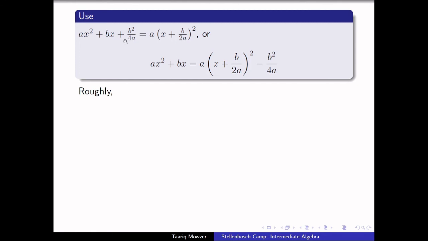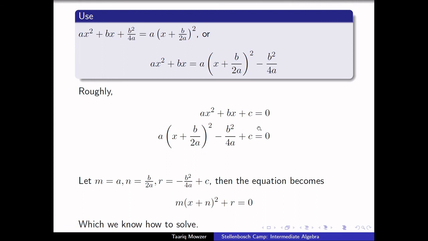Once you have this, you can take this to the other side to get this formula, which you're going to use: ax squared plus bx equals a times x plus b over 2a squared minus b squared over 4a. Okay, so then what do we do? Well, roughly, we have the equation, and we're going to use the substitution to get a times x plus b over 2a squared minus b squared over 4a plus c. Then consider the substitution of letting m equal a, n equal b over 2a, so this part, and r equal to minus b squared over 4a plus c, and this part.